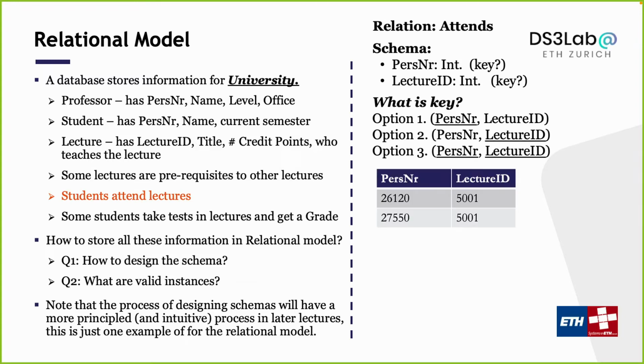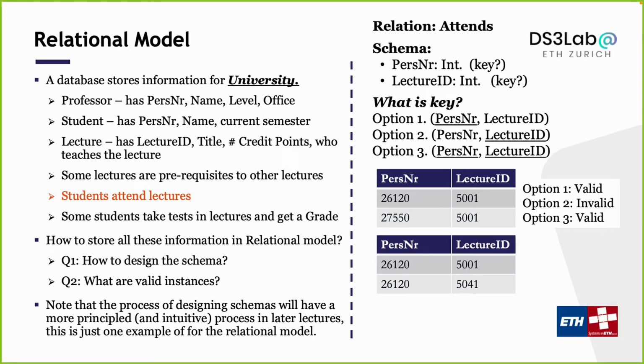For example, if I have this instance, there are 2 different students taking the same lecture. So it is valid under option 1. It's not valid under option 2 if your lecture ID is a key. Clearly, you probably want multiple students in the same lecture. And if you want to model that type of universe, you cannot do option 2 because that's going to reject this type of instance. So again, for this type of instance, one student is taking multiple lectures.